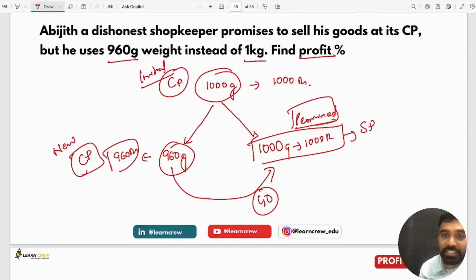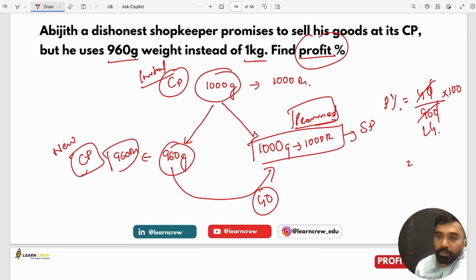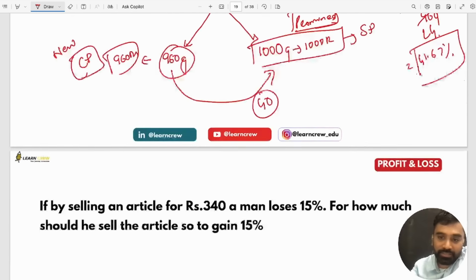Now what they are asking, what is the profit percentage? Profit percentage is nothing but difference, that is nothing but 40, divided by cost price. Cost price is going to be 960, into 100. So the profit percentage becomes 1 by 24 into 100. 1 by 24 is nothing but 41.67 percentage. That's all done. This is how you solve this particular question.